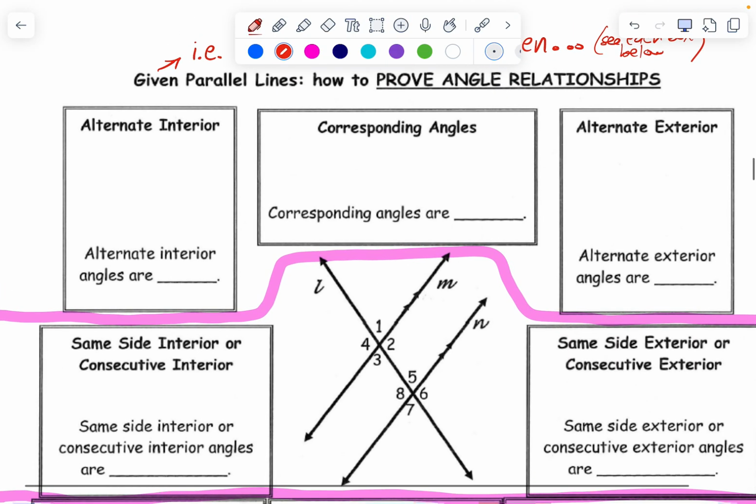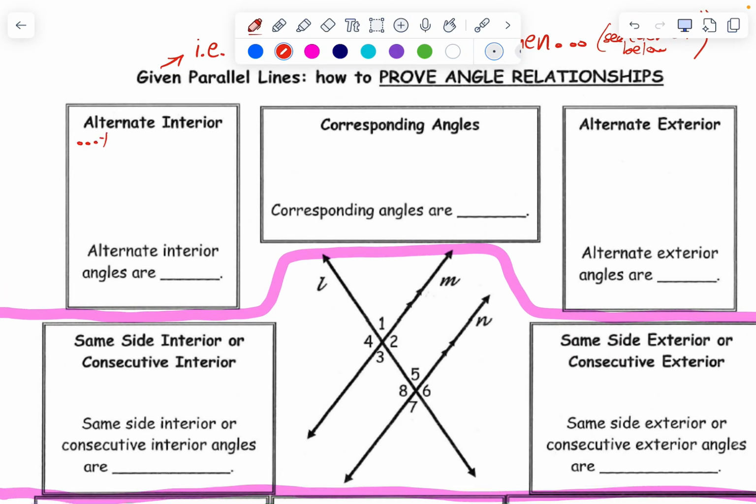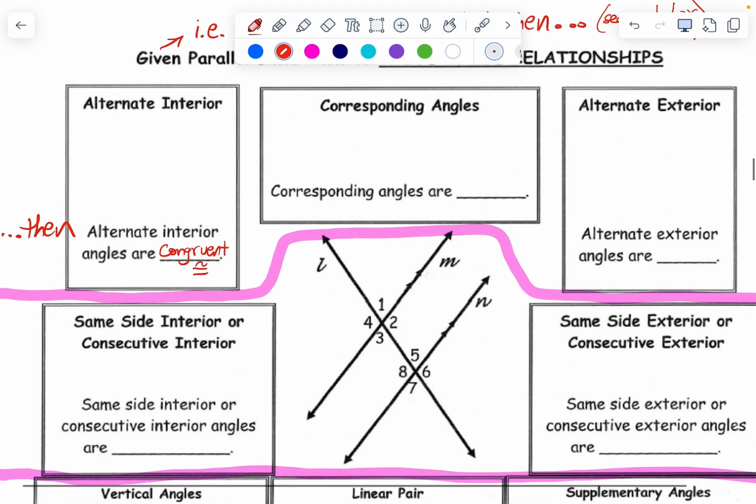If 2 lines are parallel, then alternate interior angles are congruent. I'm going to use this down here, so we don't have to rewrite it. Remember, the symbol for congruent is an equal sign with a tilde. Okay, so alternate interior angles are congruent.